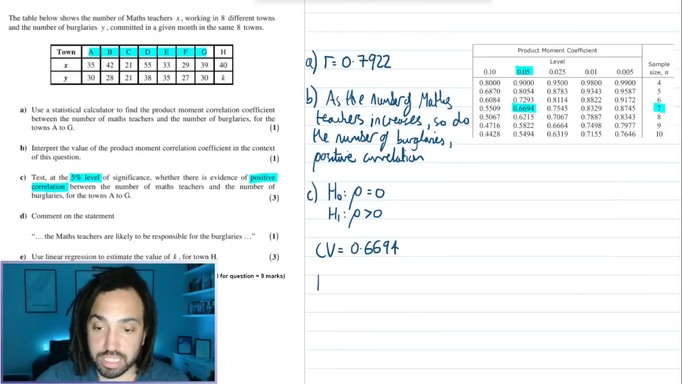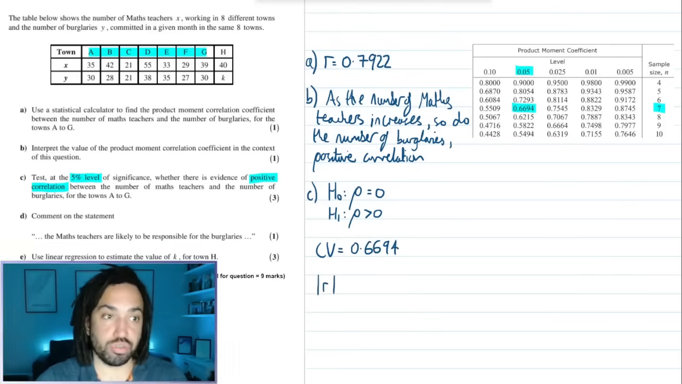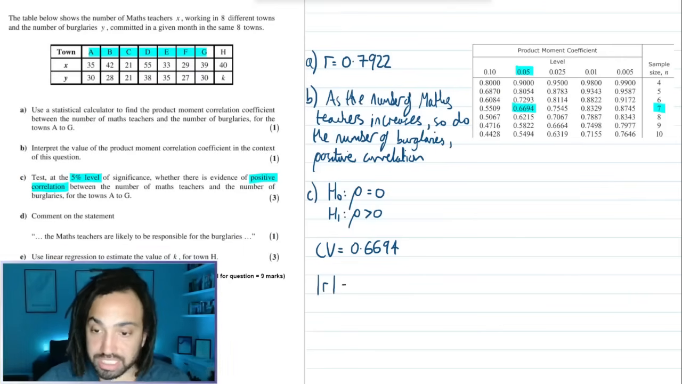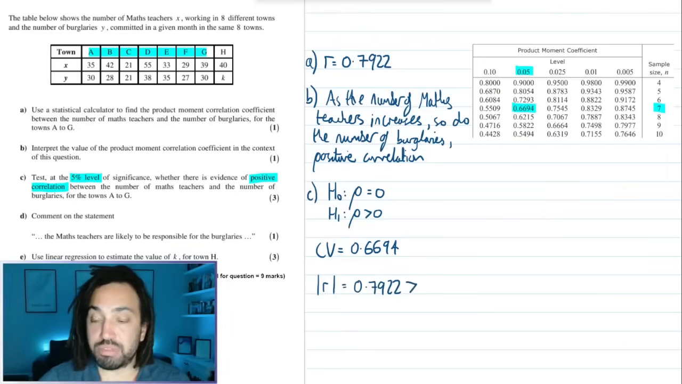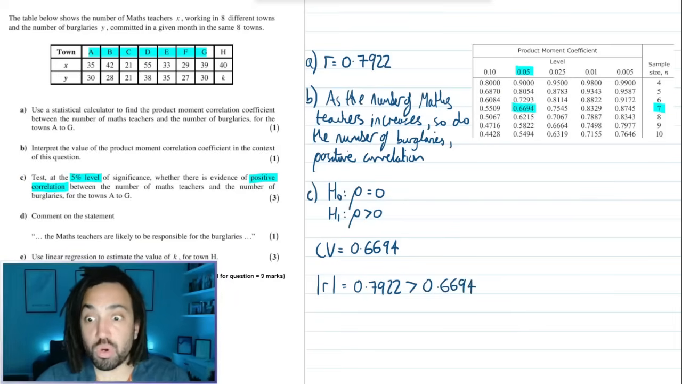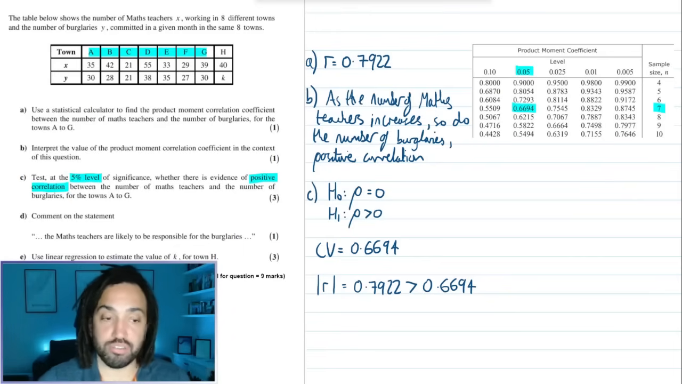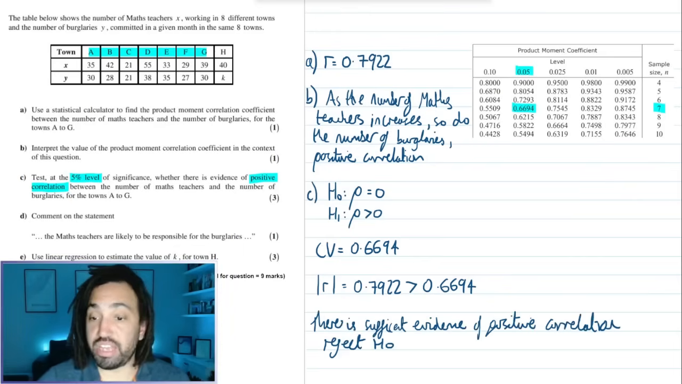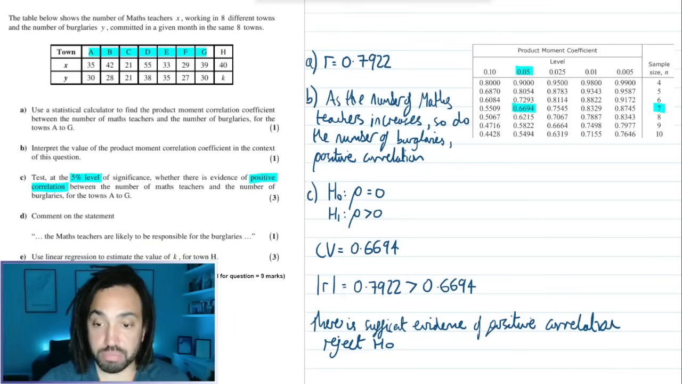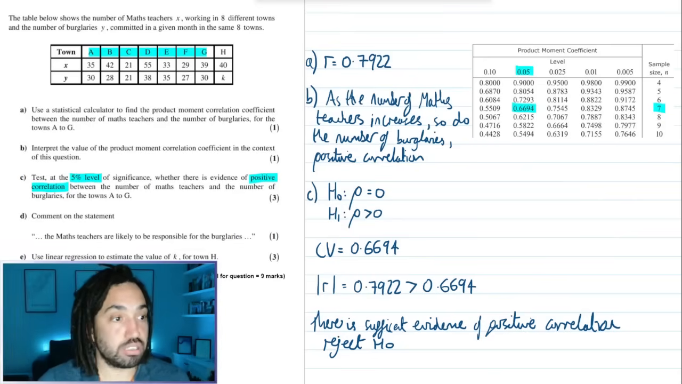0.6694. And then I would always remember to find the magnitude of the PMCC, just in case it was negative. In this case, we don't really need to because it's positive. But just remember that we're always looking for the magnitude of the PMCC. And that is greater than the critical value, which is kind of our threshold. So that means that our data is more correlated than the threshold. So therefore I can say that there is significant evidence of a positive correlation because it meets our threshold, it goes past it. Okay, great.